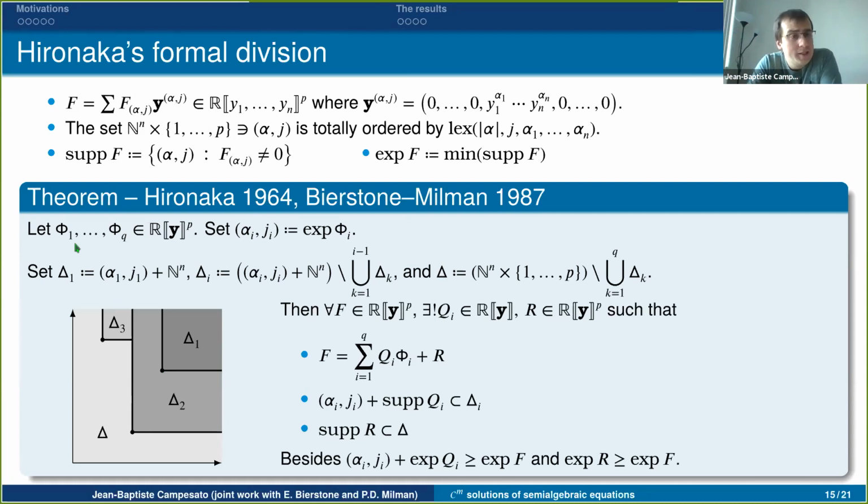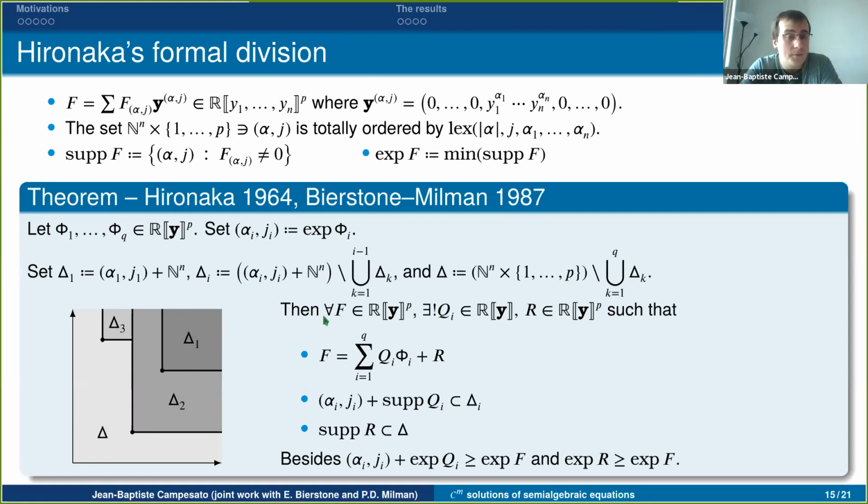Then I repeat this process with phi 2. I take the initial exponent of phi 2, I put it on the diagram, and I take the first quadrant coming from this point, so everything which is above on the right, except the room that was already taken by delta 1. And I repeat with phi 3 and so on. At the end, I will have a diagram of this shape, actually a finite Riemann diagram, one for each j. And the complement of this diagram is going to be very important for this talk and is going to be denoted by delta. And then the theorem is the following one.